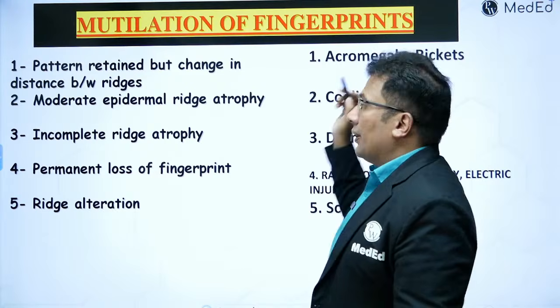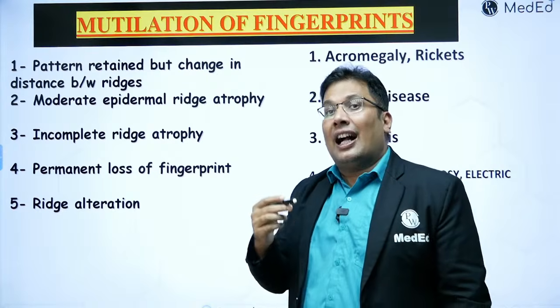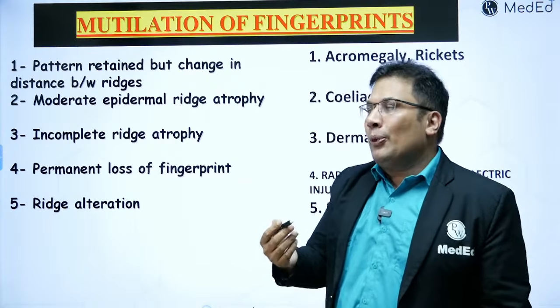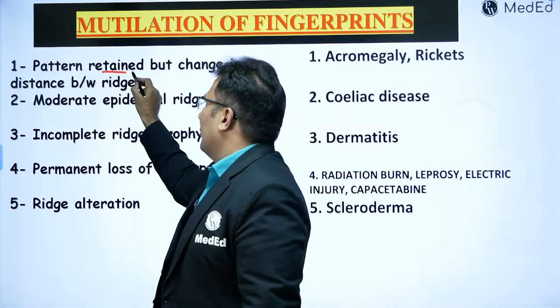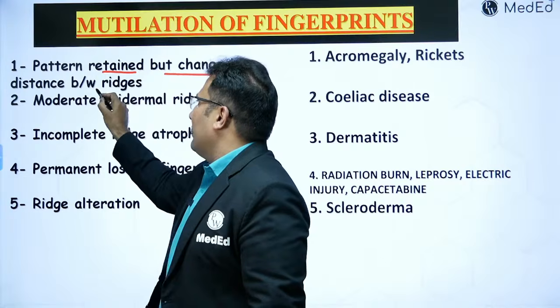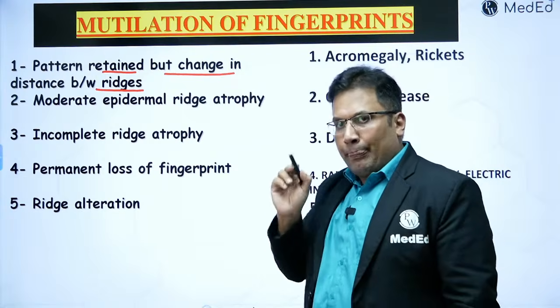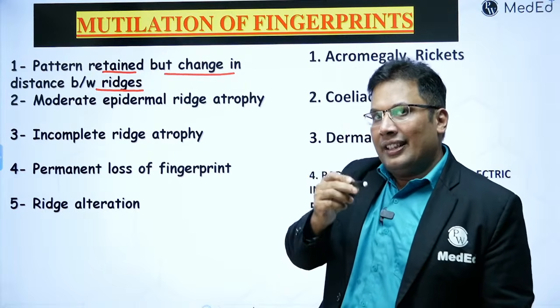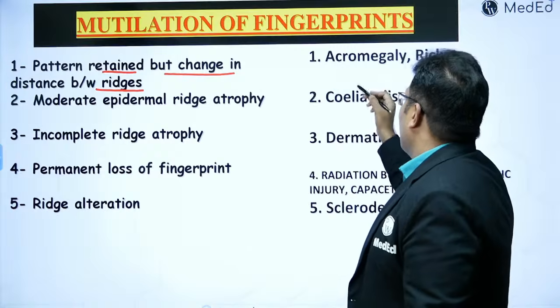Mutilation of fingerprint. So there are some conditions. They are basically acquired conditions. So there can be mutilation. So what are they? So pattern is retained, but change in the distance between the ridges. That is seen in case of acromegaly.